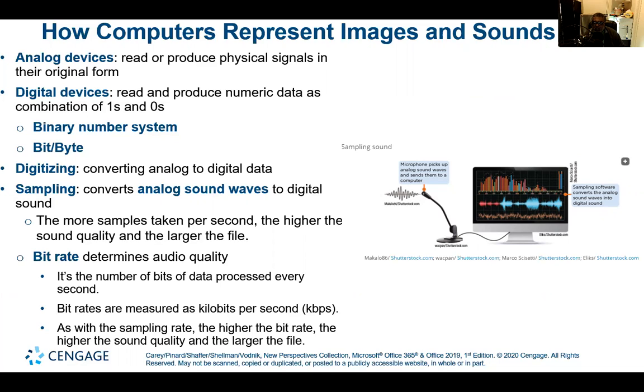Digitizing, converting analog to digital data. Sampling converts analog sound waves to digital sound. The more samples taken per second, the higher the sound quality and the larger the file. Bit rate determines audio quality. It is the number of bits of data processed every second. Bit rates are measured in kilobits per second. As with the sampling rate, the higher the bit rate, the higher the sound quality, and the larger the file.